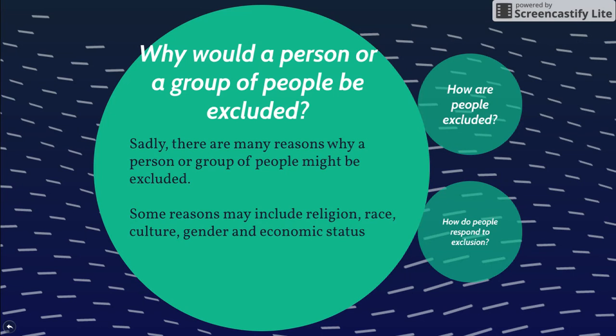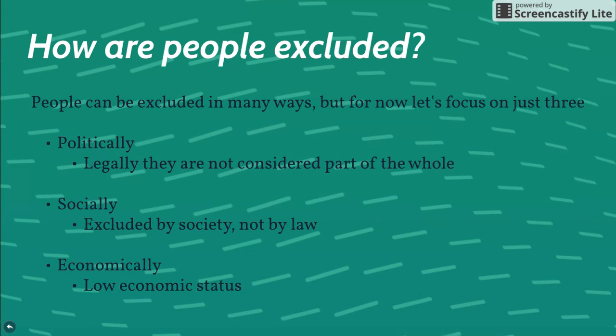So next we have, how are people excluded? For the purpose of this lesson, we're just going to focus on 3 ways that people or groups of people can be excluded. They can be excluded politically, socially, and economically.